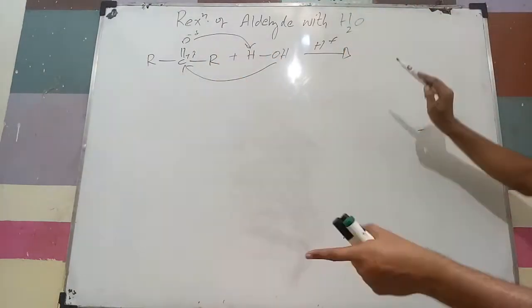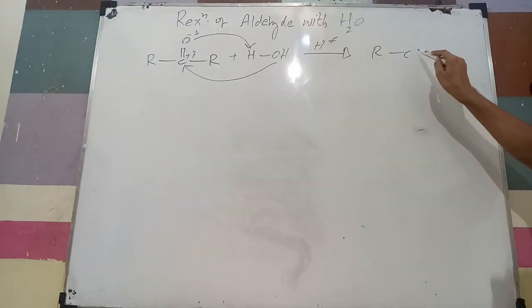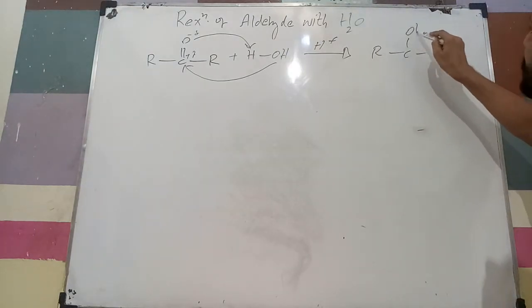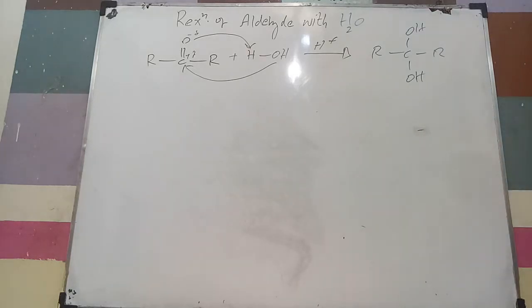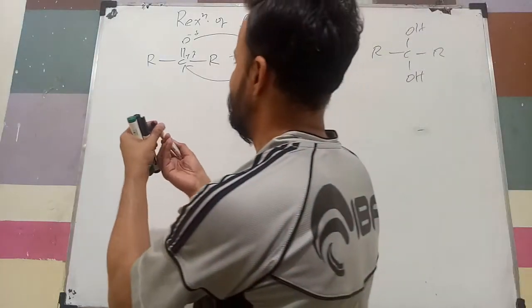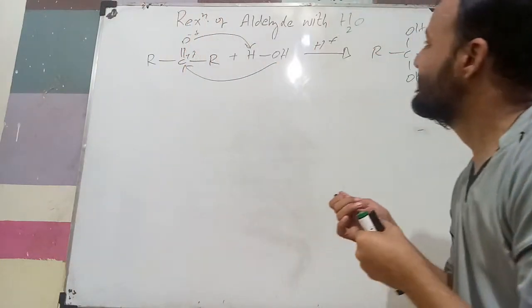The same rule applies in both reactions. R, C, R, O becomes OH and the remaining OH is attached over here. This is an example of hydrate formation. This is your acid condition. The mechanism of this reaction has certain steps.